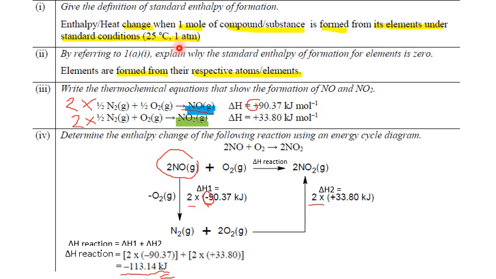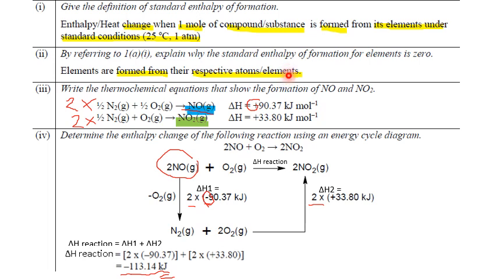Actually, right, elements like sodium, magnesium, oxygen gas, the enthalpy of formation is always 0 because all of these elements already exist in nature and there's no heat change involved from the formation of itself. Okay, so the answer given here: elements are formed from their respective atoms or elements. Same as what I explained just now, they exist in nature, so no heat change is involved from the formation of itself. Okay, you can check your textbook.